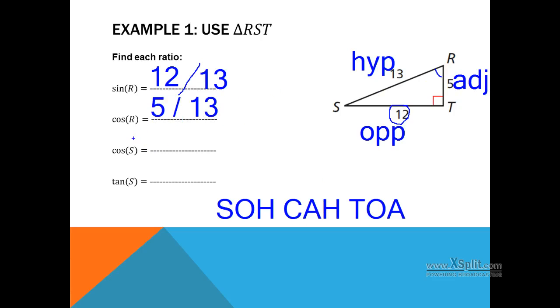Now for the next couple of problems, you might notice something different. Rather than concentrating on angle R here, these are concentrating on angle S. If we concentrate on angle S, the sides that we're referring to, hypotenuse doesn't change, but opposite and adjacent trade places. The opposite side is now the 5, the adjacent side is now the 12, because we're concentrating on angle S instead of angle R.